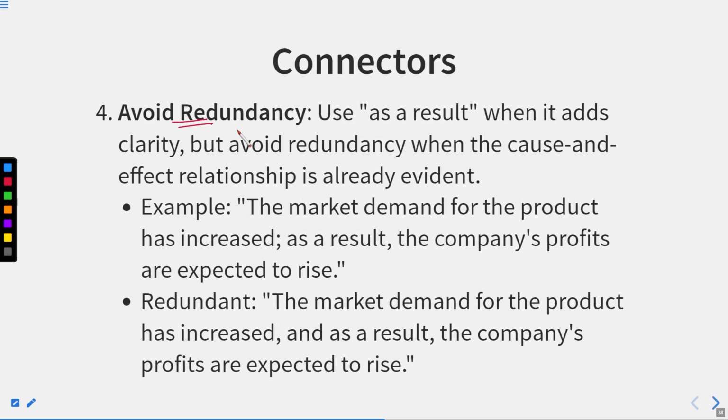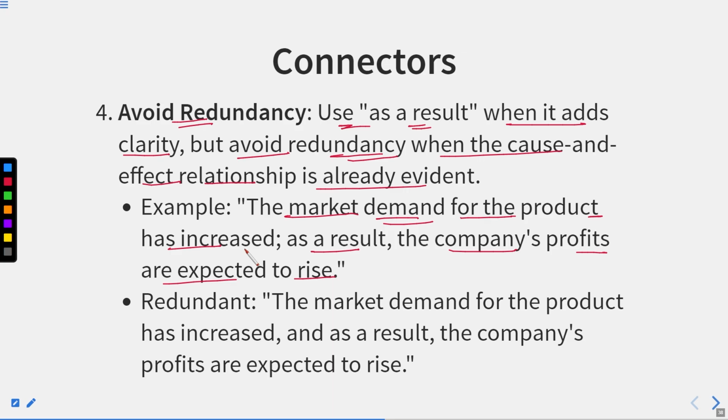Now avoid redundancy. Use "as a result" when it adds clarity, but avoid redundancy when the cause and effect relationship is already evident. Okay. Example: The market demand for the product has increased. Okay. As a result, the company's profits are expected to rise. Now, the market demand for the product has increased. This is the one statement. And now it can be concluded that the company's profits are expected to rise, though it has not occurred yet. It is expected to occur. Okay. And it is very much expected to occur.